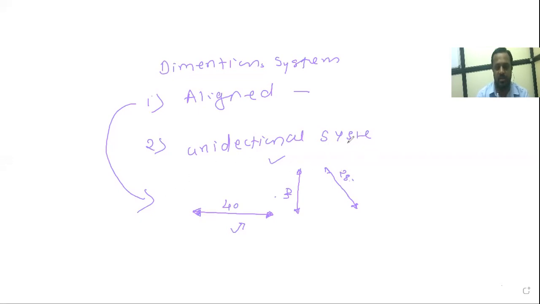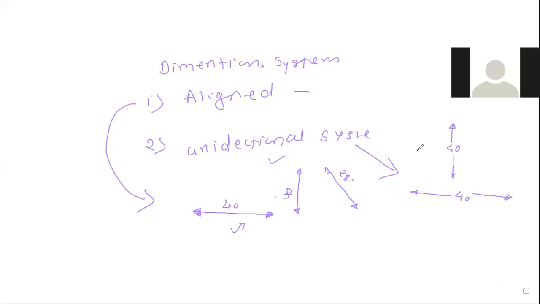Now see here in the unidirectional system, how do we show the dimension? We have to break the dimension line like this, and in between we show the dimension number. Whether it is vertical or horizontal, we show it like this. Is it correct or wrong? Okay, so these are the basic dimension systems, aligned and unidirectional.